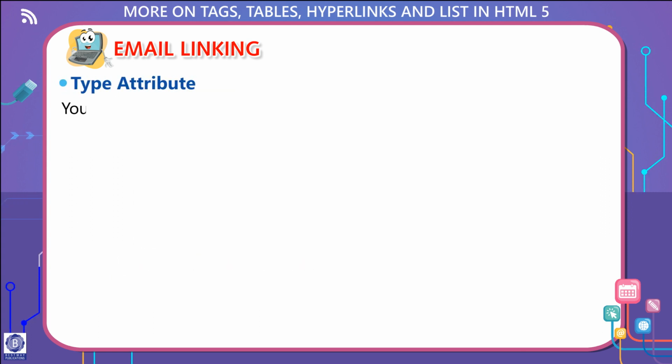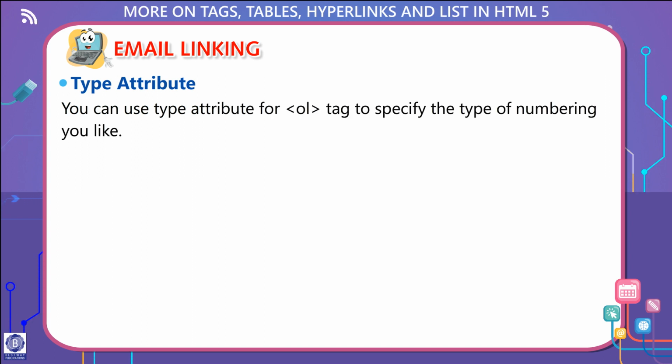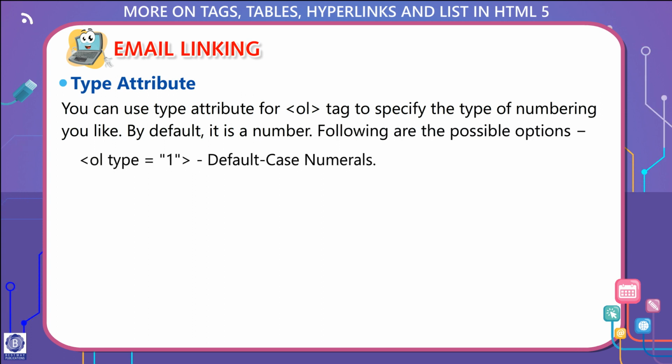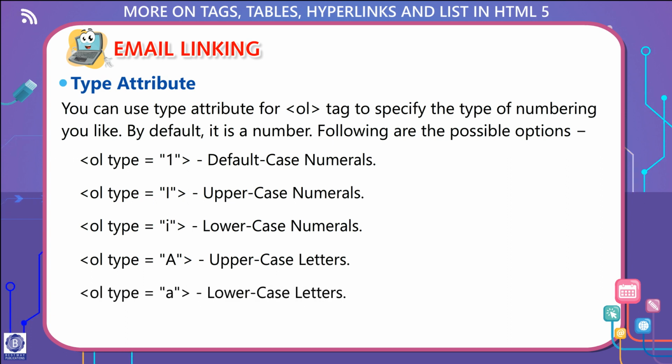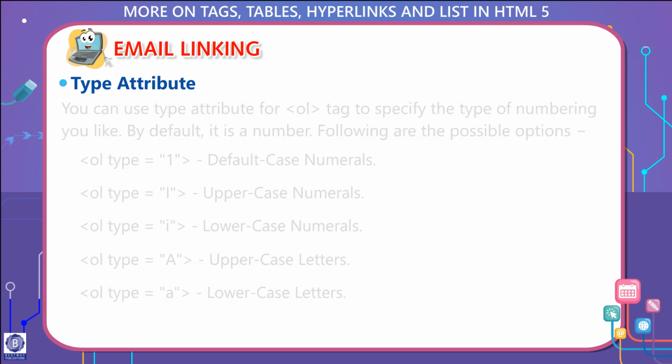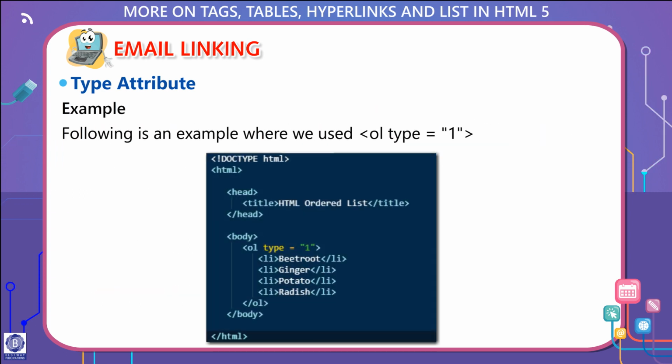Type attribute. You can use the type attribute of the OL tag to specify the type of numbering you like. By default, it is a number. Following are the possible options. OL type equals 1, default case numerals. OL type equals capital I, uppercase numerals. OL type equals small i, lowercase numerals. OL type equals capital A, uppercase letters. OL type equals small a, lowercase letters.